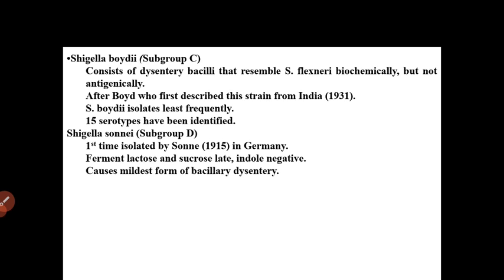Shigella sonnei, group D, was isolated first by Sonne in 1915 in Germany. It ferments lactose and sucrose late. It is indole negative and causes the mildest form of bacillary dysentery. Understood?